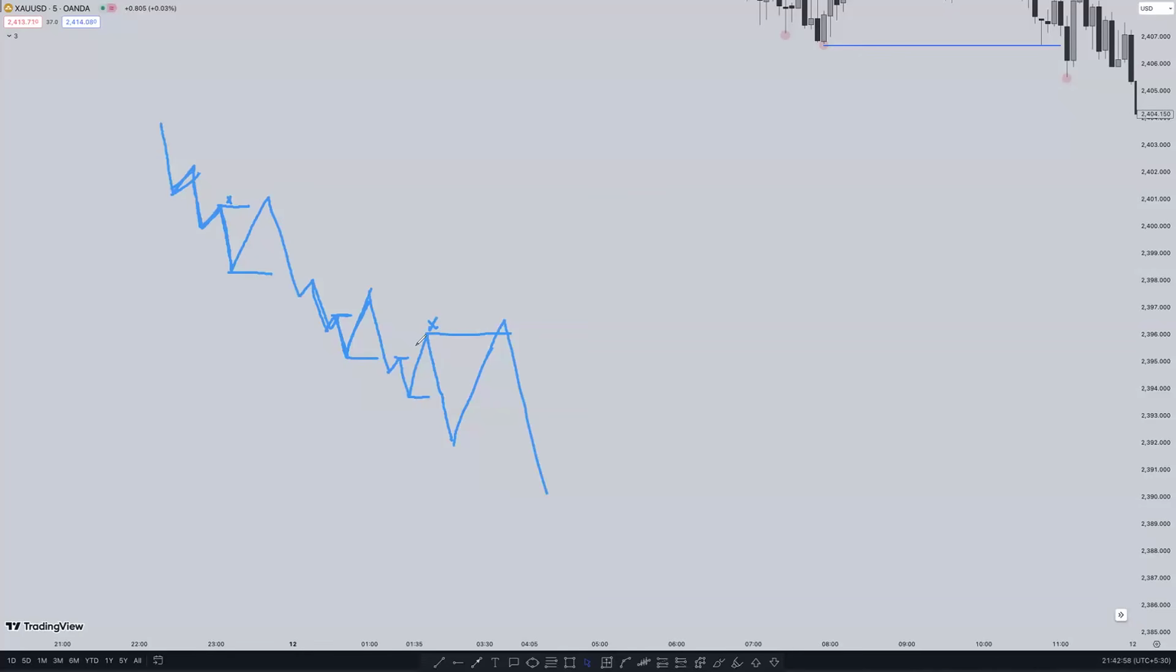And also, if you are interested in marking the structure, if you would like to mark BOS, CHoCH, and inducement, how can we mark them? Let me show you. I generally don't use this one. I just focus on the continuation thing, but I will show you. Okay. This is our lower low here. And technically, this is our main low here.